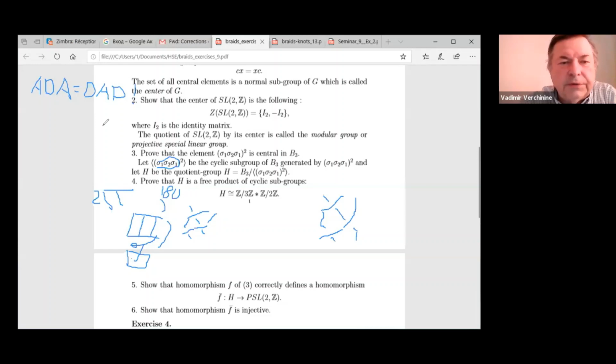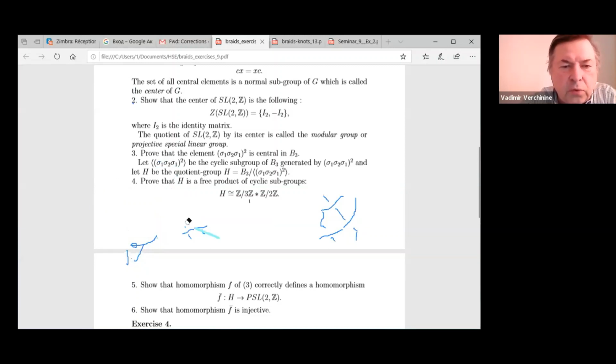Very good, but this is just an explanation. If you have some problem, this is nothing. This is only an explanation. Formal proofs are given here. So now, as this element is central, this element is central.